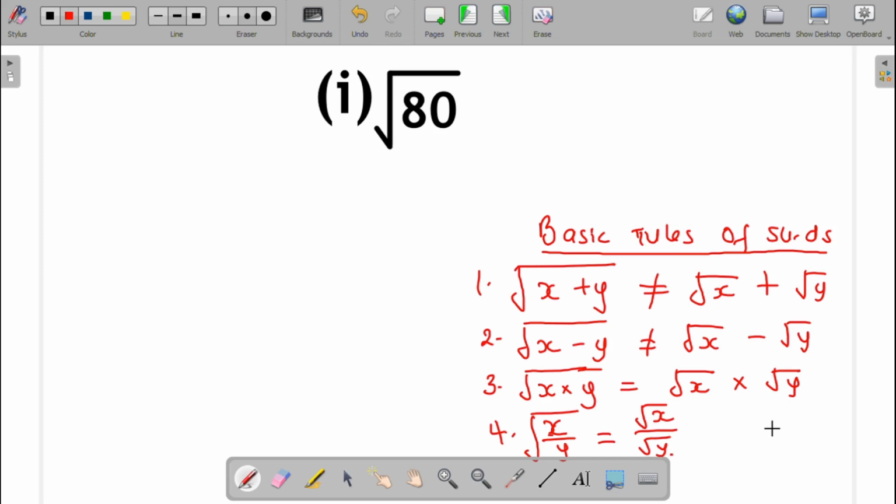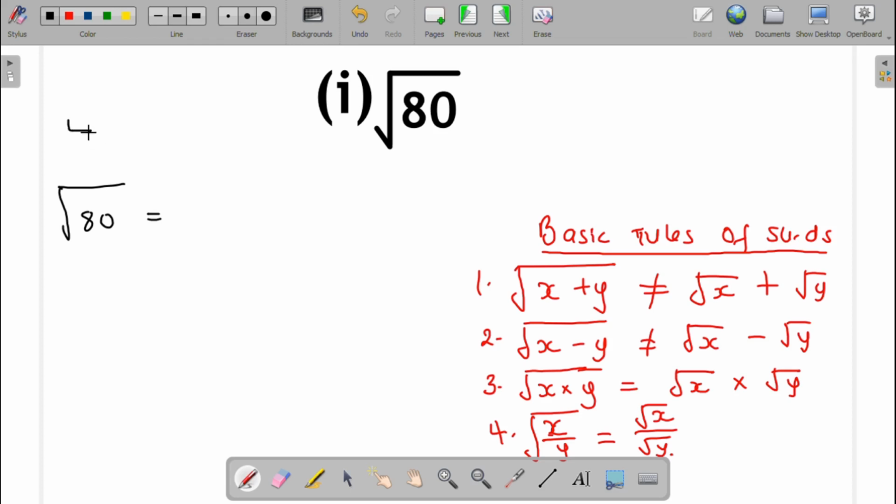Good. Now, coming back to the question, here we have to reduce root 80 to its simplest form or basic form. To simplify this, all you need to do is to look for a perfect square number and multiply that perfect square number with another factor. The perfect square number and the factor which are multiplied together must give you the number within the square root.